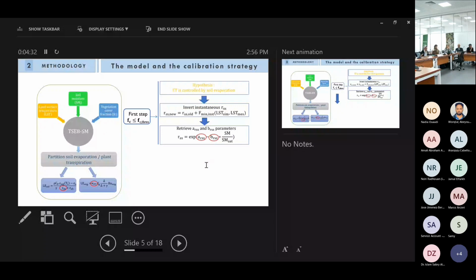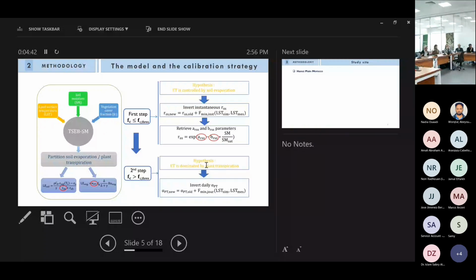In the second step, we suppose that the process of evapotranspiration is mainly controlled by the plant transpiration. So we don't have soil evaporation, as the soil is mainly covered by vegetation.